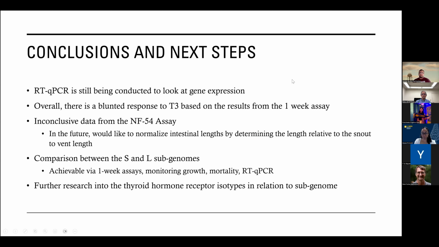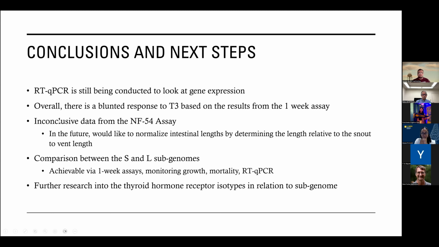So next steps, right now we're doing RT-qPCR. That takes quite a bit of time between making RNA and then carrying out the qPCR. But overall, we can see that, at least according to the 1-week assay, removing thyroid hormone receptors in the L hets and the TR knockouts creates a blunted response to T3. So you don't have as much shrinking of the head, you don't have as much angling of the jaw, and effectively they're just not able to respond to T3 very well.